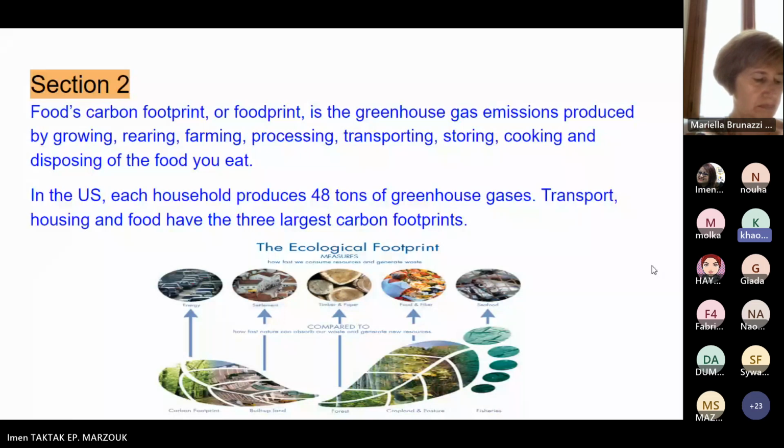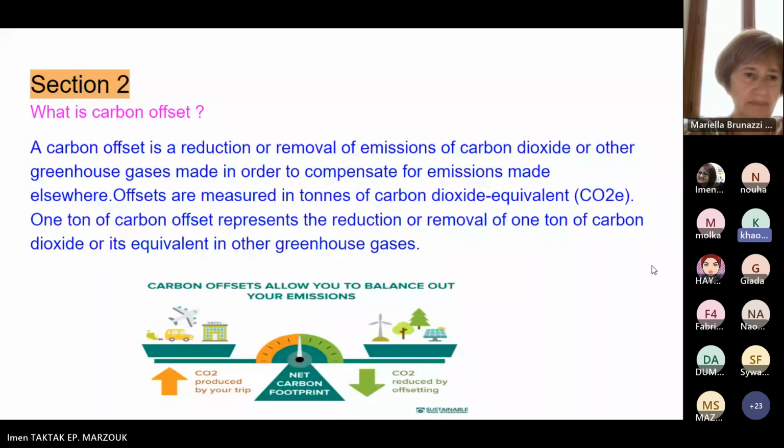In the US, each household produces 48 tons of greenhouse gases. Transport, housing, and food have the three largest carbon footprints. And if you are wondering what carbon offset means, it's a reduction or removal of emission of carbon dioxide or other greenhouse gases made in order to compensate for emissions made elsewhere. Offsets are measured in tons of carbon dioxide equivalent. One ton of carbon offset represents the reduction or removal of one ton of carbon dioxide or its equivalent in other greenhouse gases. I bet you never heard of Earth Overshoot Day.